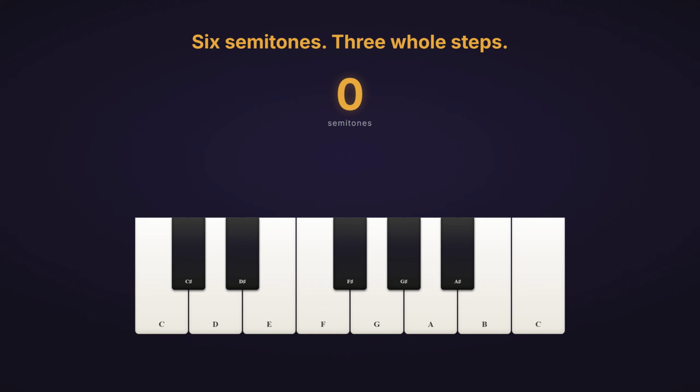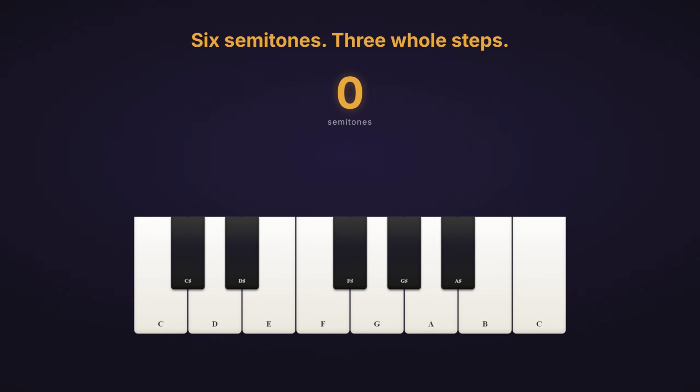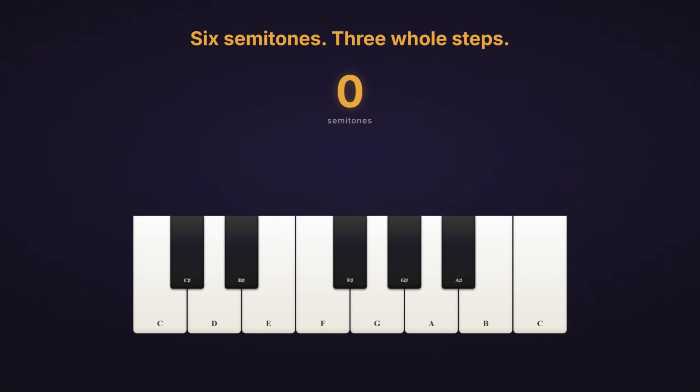The tritone is 6 semitones wide. That is the whole definition. 6 of the smallest steps on the keyboard, stacked one on top of another. There is another way to count it that gives the interval its name, 3 whole steps in a row. A whole step is 2 semitones, so 3 of them is 6, the same number from a different angle.